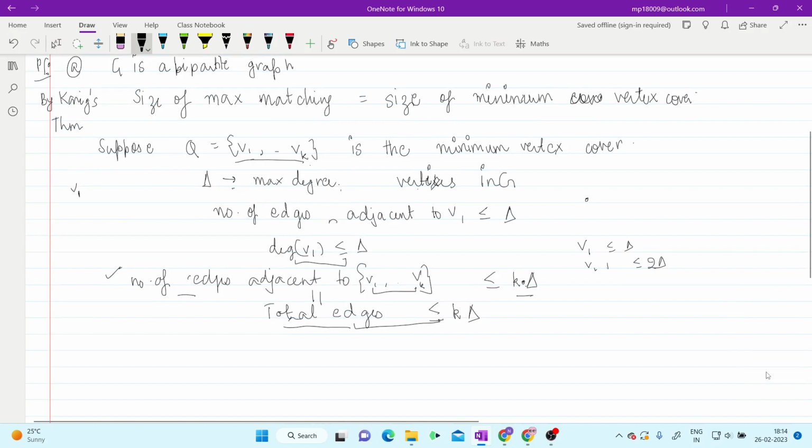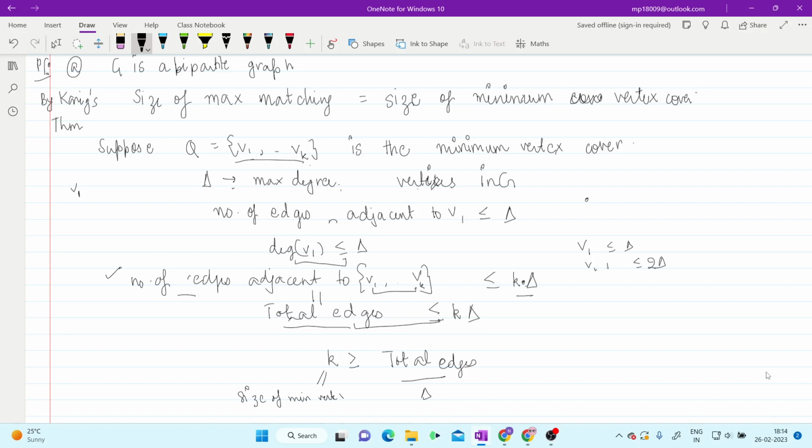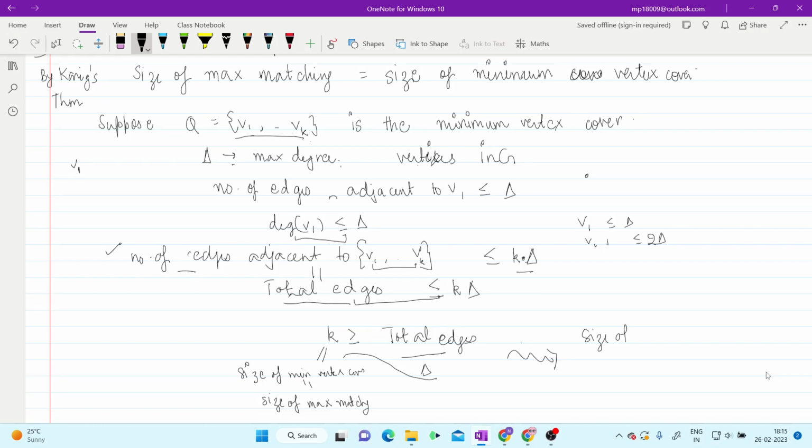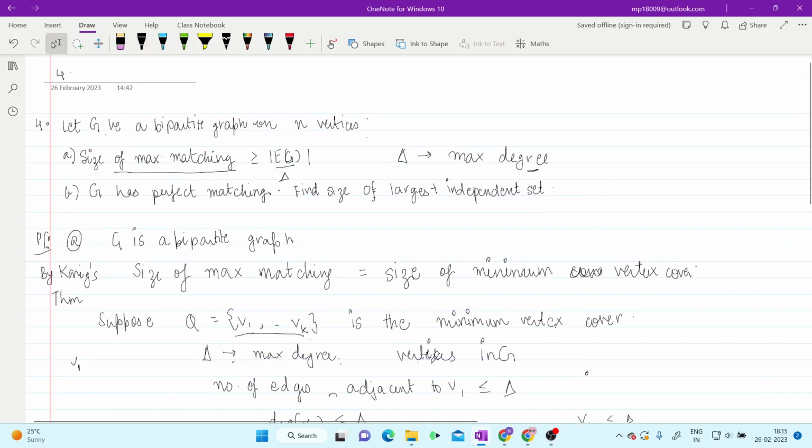Yes, ma'am. And now if total edges is less than or equal to k delta, from this we can see that k is greater than or equal to total edges by delta, and k was the size of the minimum vertex cover, which is equal to the size of the maximal matching by Koenig's theorem. So if we combine this and Koenig's theorem, we get that the size of the maximal matching is greater than or equal to total edges by delta. And this was what we were required to show.